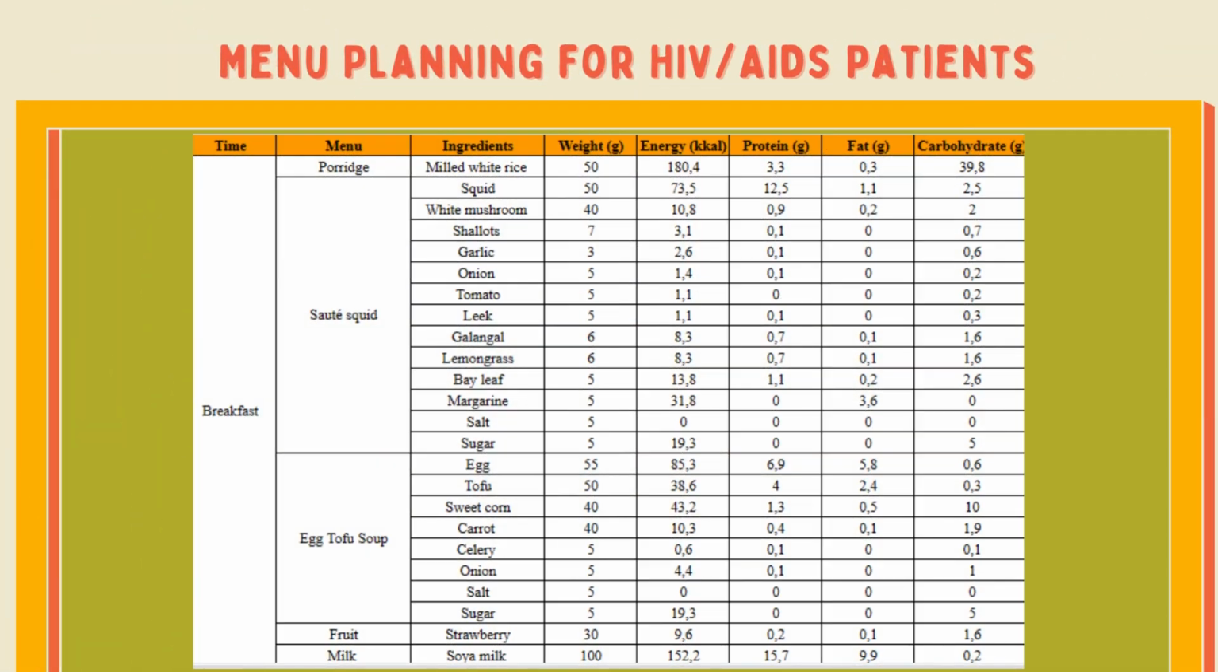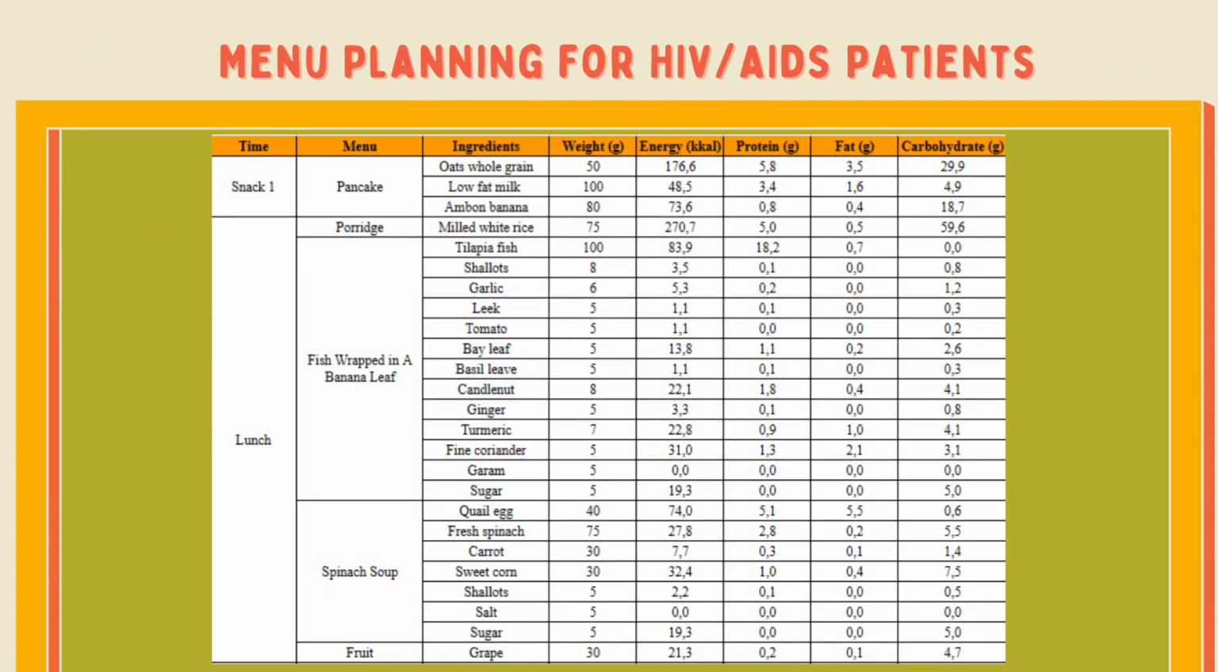For the next slide is menu planning for HIV or AIDS patient. For breakfast, we made porridge with salty squid and egg tofu soup, fruit and milk. With the ingredients: milk, white rice, squid, white mushroom, salads, garlic, onion, tomato, leek, galangal, lemongrass, bay leaf, margarine, salt, sugar, egg, tofu, sweet corn, carrot, celery, onion, salt, sugar, strawberry, and soya milk.